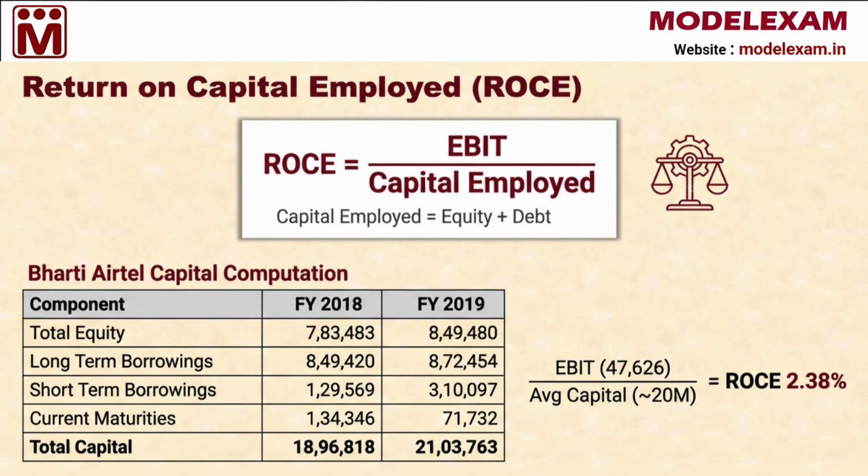For Bharti Airtel, the total capital jumped from roughly 18 lakhs 96,818 in 2018 to 21 lakhs 3,763 in 2019. Using the EBIT of 47,626 and dividing it by the average capital of roughly 20 lakhs, we get a ROCE of 2.38%. This shows how much return the company generates on every rupee of total funding.